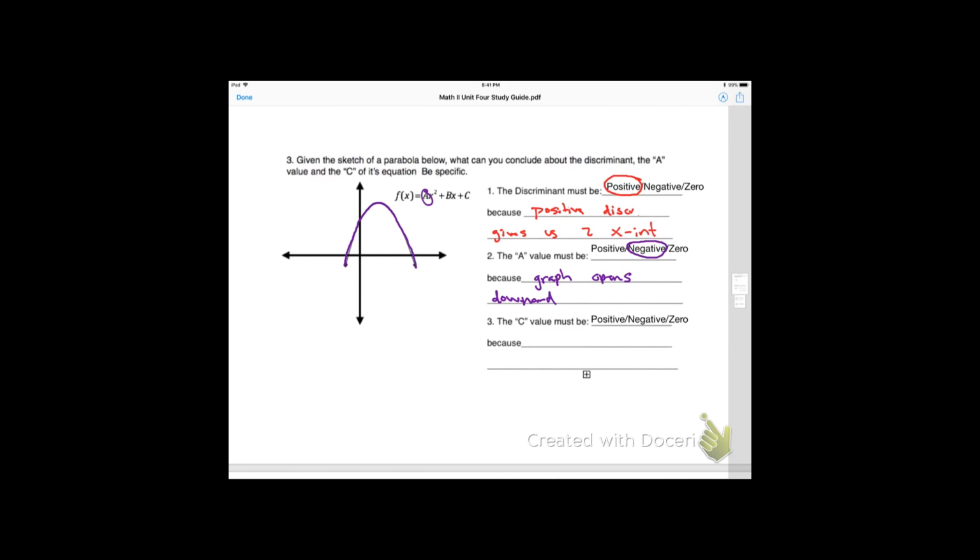And the last one there, the c value must be, and remember the c value here is responsible for the y-intercept. So the c value, if we're looking at it, it's above the x-axis, and all these y values are positive, so our c value must be positive because the y-intercept is positive.